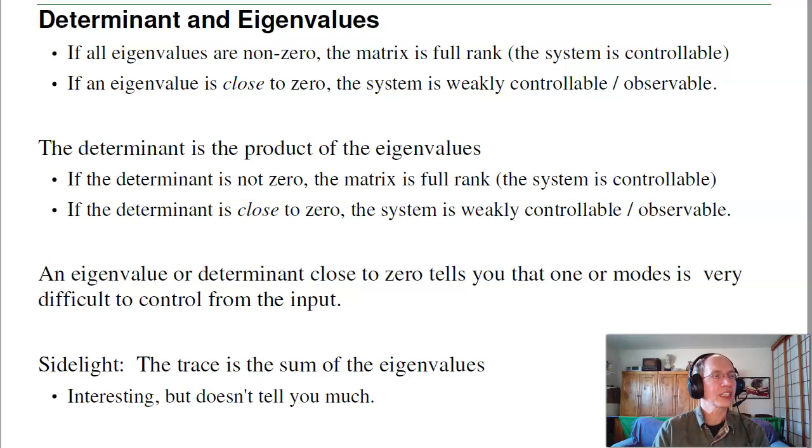And as a sidelight, again, the determinant is the product of the eigenvalues. The trace is the sum of the eigenvalues. Trace is also a function in MATLAB. I have no idea what you do with it, but it's just the sum of the eigenvalues. Kind of interesting, but doesn't tell you a whole lot.